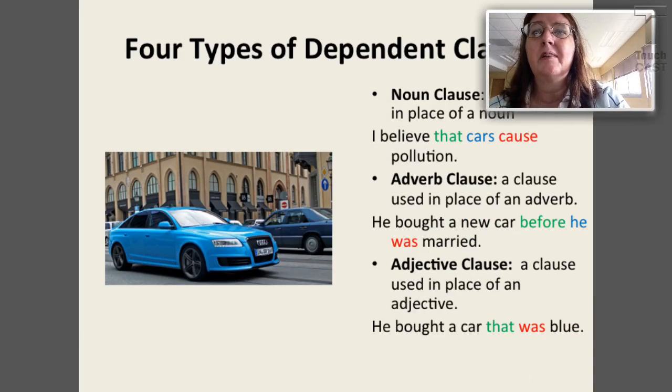We have three types of dependent clauses. We have a noun clause that we use in place of a noun. I believe that cars cause pollution. We have an adverb clause where a clause is used in place of the adverb. He bought a new car before he was married. And an adjective clause, which is a clause we use in place of an adjective. He bought a car that was blue.